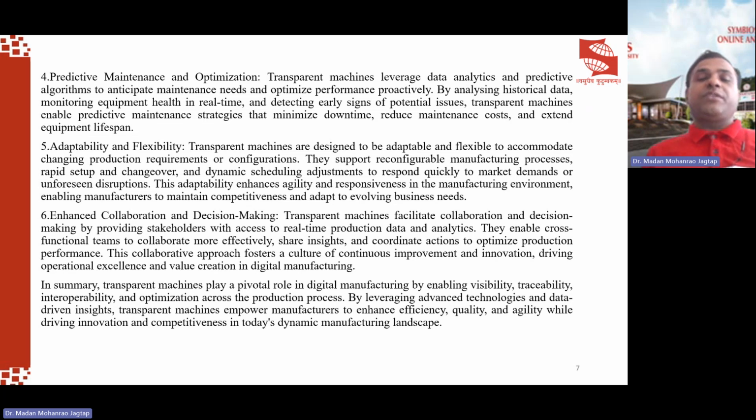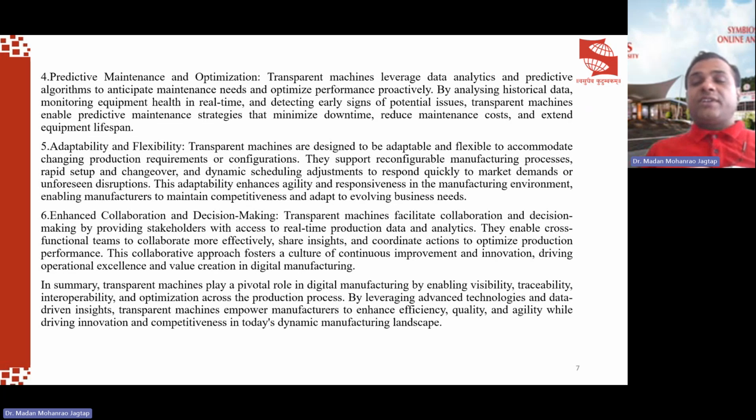The stakeholder may be the management, the operator, or the customer. These are the different stakeholders. They can have direct access to the production data and analytics. Based on that, they can take decisions. So this is the enhanced collaboration and decision making through the transparent machines.